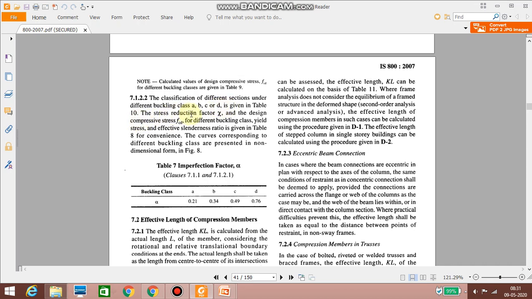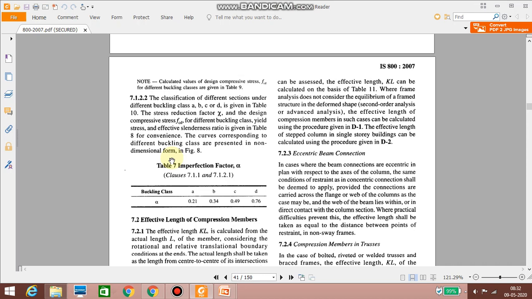The classification of different sections under different buckling classes A, B, C or D is given in the following table. The stress reduction factor psi and the design compressive strength FCD for different buckling classes, yield stress and effective slenderness ratio are given in table number 8 for our convenience. So psi can be taken for various values. Now we have to look into the table number 8 also.